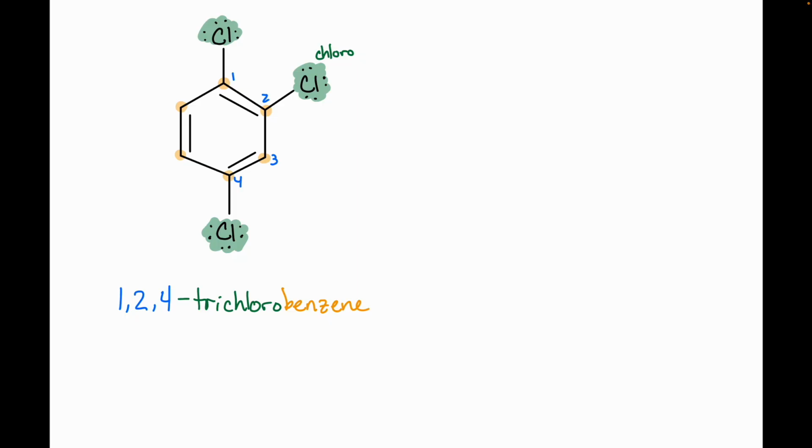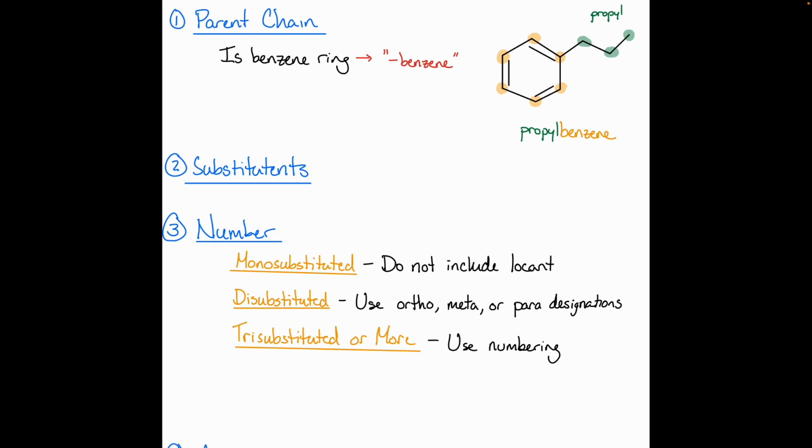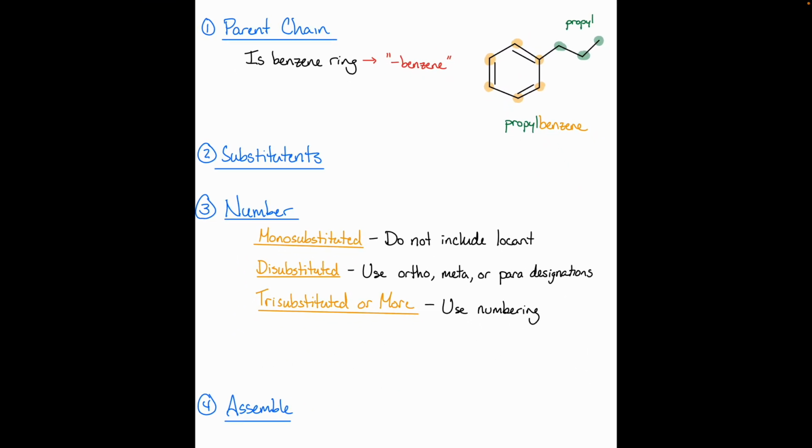All right, so when we have these benzene derivatives, our parent chain is that benzene ring. And depending on how many substituents we have, we use a different strategy for indicating the position of those substituents. If there's one, we don't worry about it. It's always going to be on carbon 1, so we don't have to include the locant in the name. If there's two of them, we're going to use that ortho-meta-para designation. And if there's 3 or more, that's when we go to our numbering.